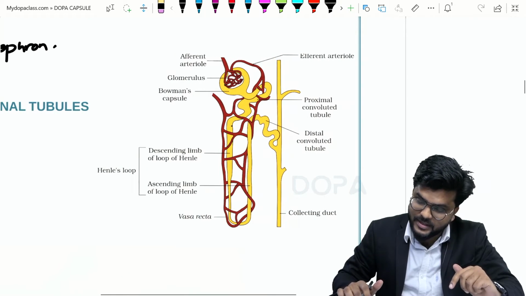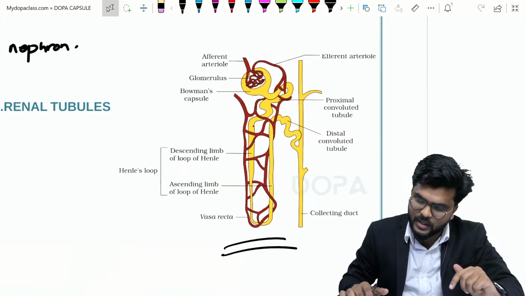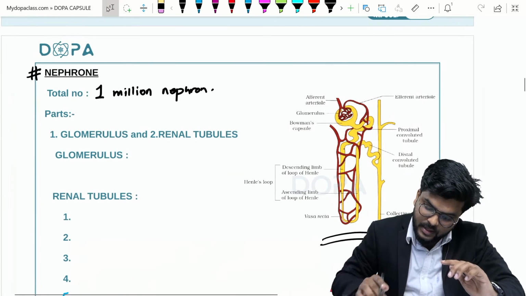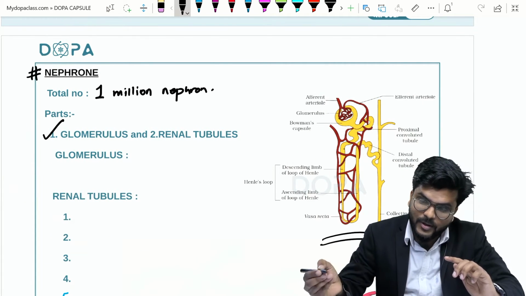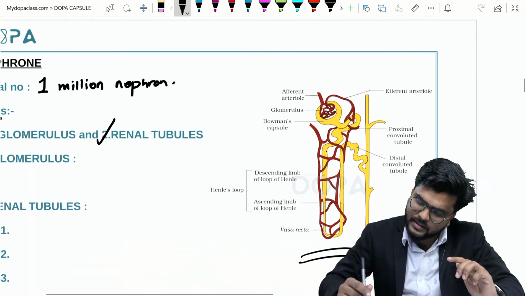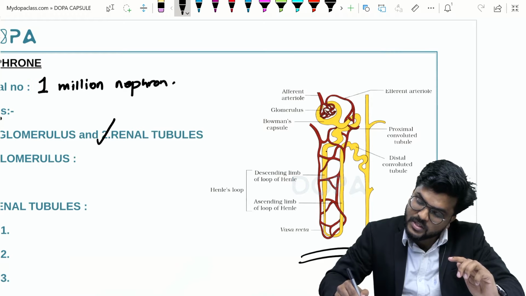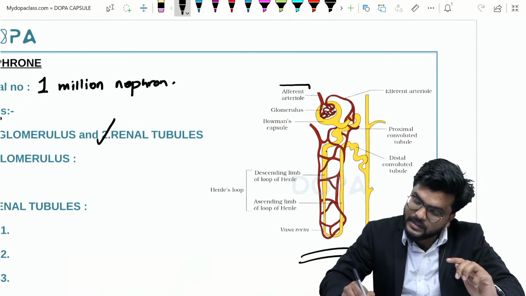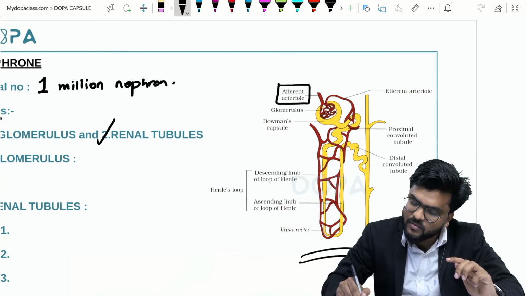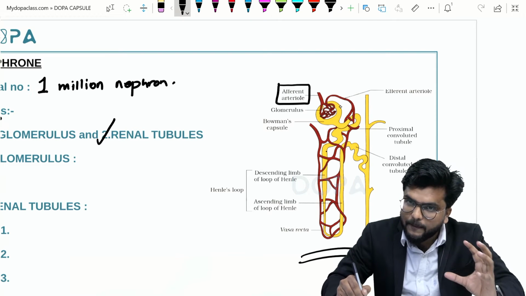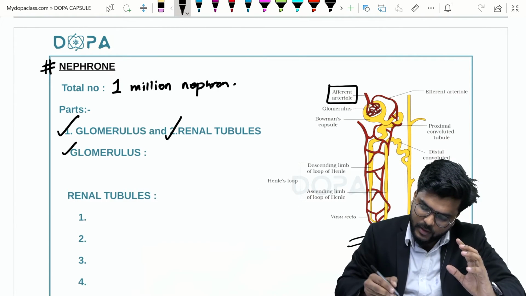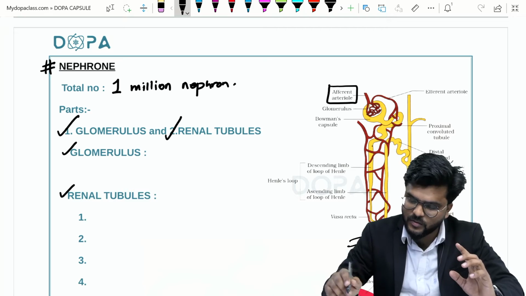This is the diagram from your NCERT. This is the structure of the nephron, and the whole structure of the nephron we can broadly divide into two parts. Number one is the glomerulus and number two is the renal tubules. The glomerulus is nothing but the tuft of capillaries present over here, which are simply the branches of the afferent arterioles. So the afferent arteriole divides and forms this tuft of capillaries, which is called the glomerulus. Thereby that is the glomerulus, and we have the renal tubules.